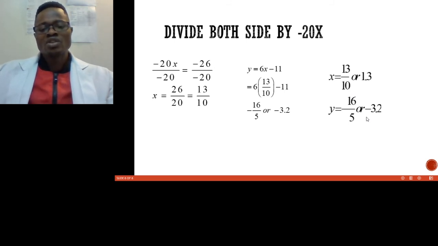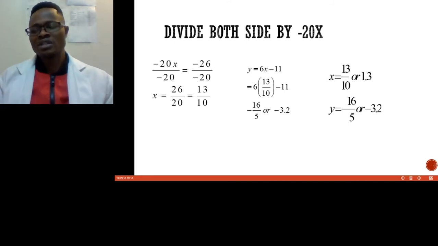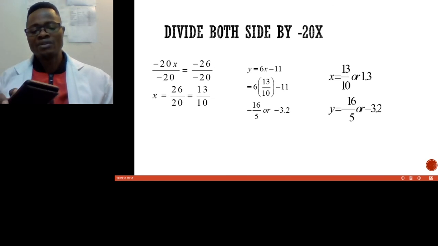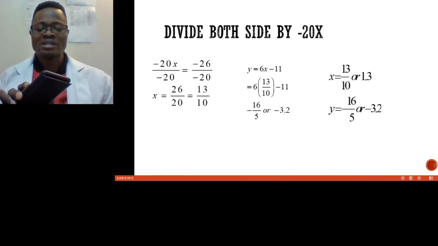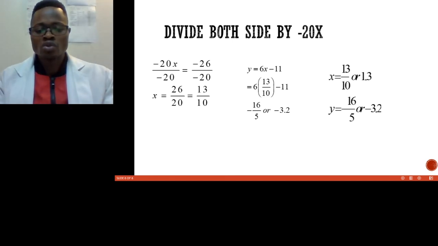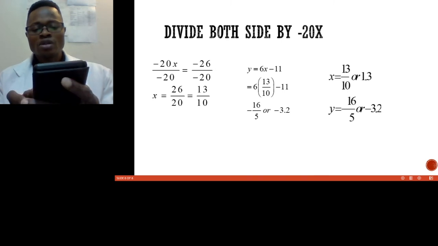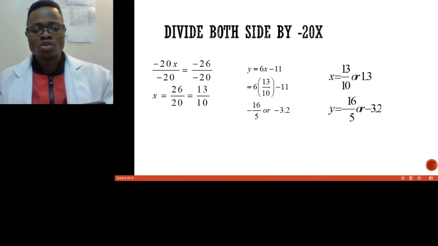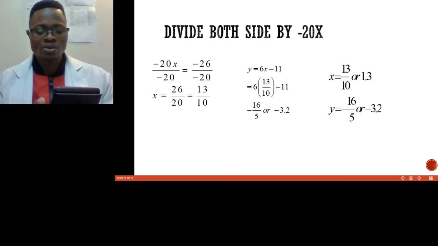Now, if you are using your calculator, I don't know the type of calculator you are using, but here I have the Casio FX991ES Plus. If you are using this calculator, you just need to put it on, go to shift and mode. You go to shift and mode, make sure that your calculator is well set. This is another way to confirm that your answer is correct.